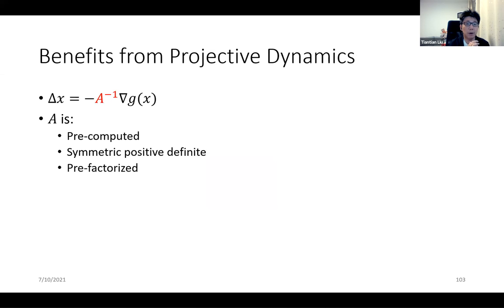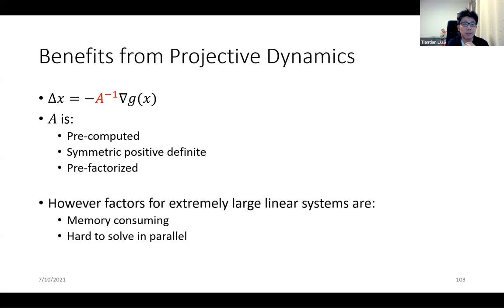Why? Well, because the key of projective dynamics is the approximation of the Hessian matrix. Although hurting the long-time convergence, PD is able to produce very fast responses due to its pre-factorization. However, the factors of extremely large linear systems are really memory consuming, because factors usually have more than 10 times the non-zeros of the original sparse matrix. And it is hard to perform forward and backward substitution in parallel.